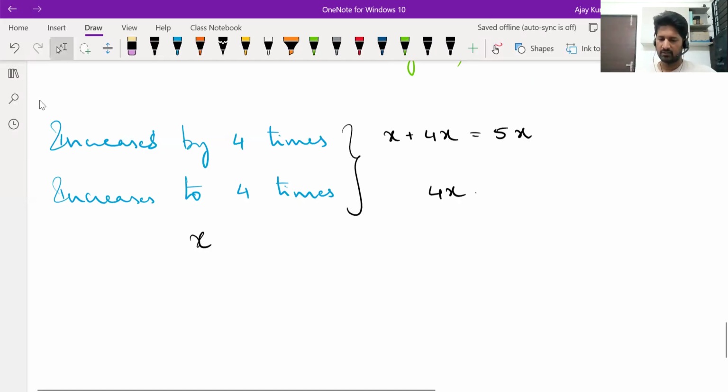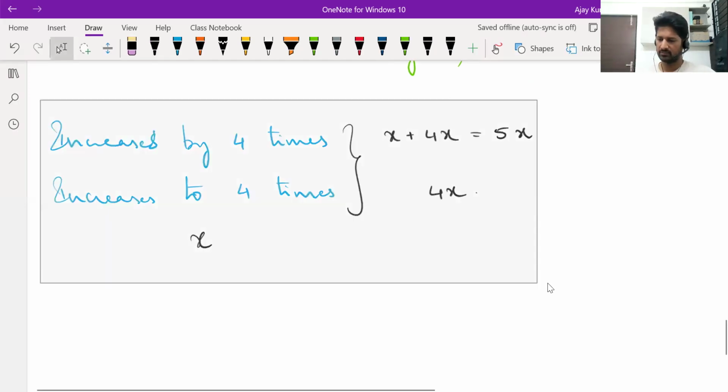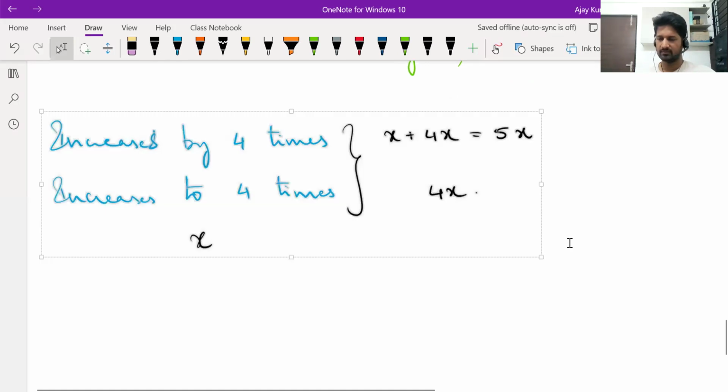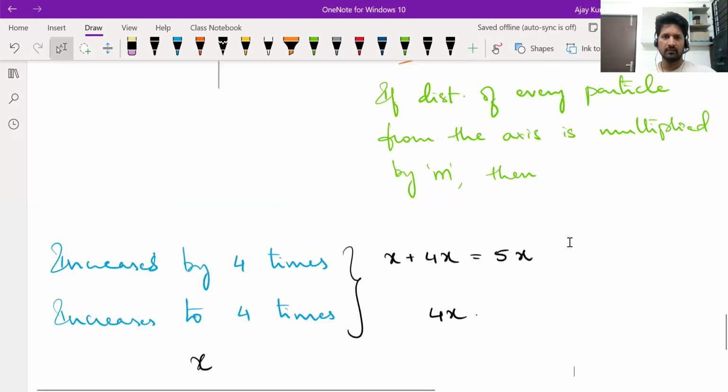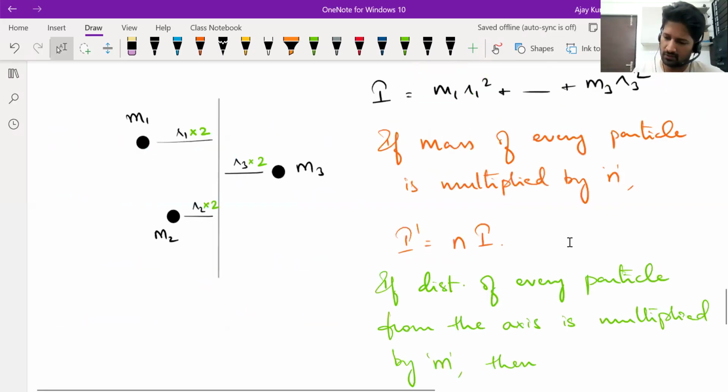So Aishwarya, do you want to change your answer, or do you still say it increases by 4 times? Sir, it increases to 4 times, sir. To 4 times. Correct. Fine. So how does that happen?